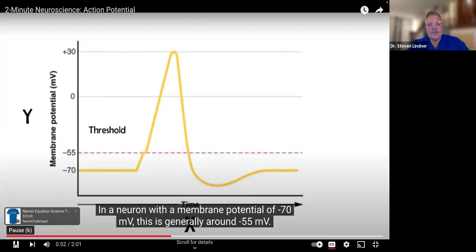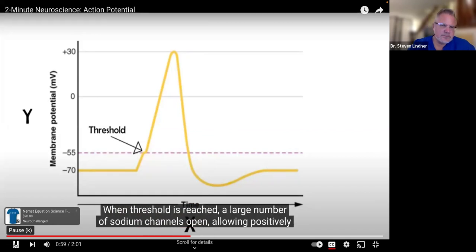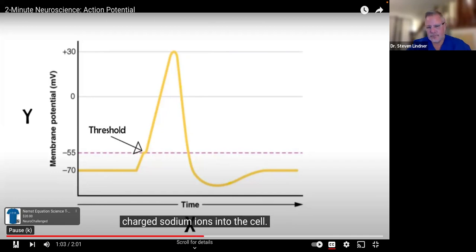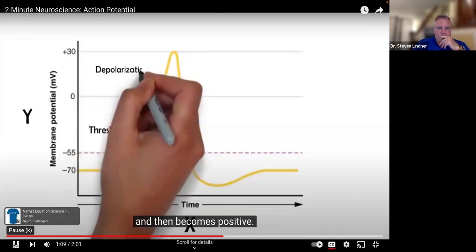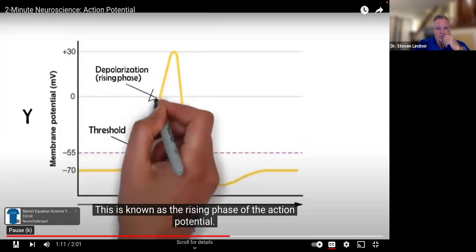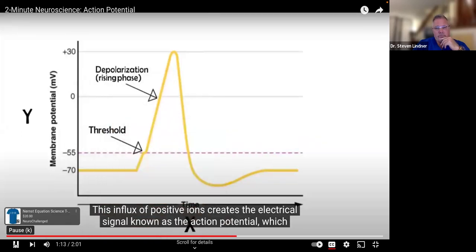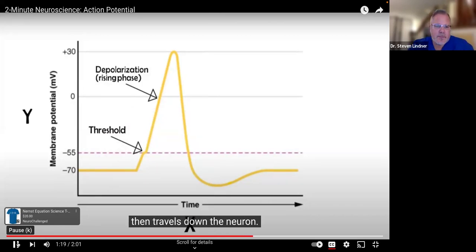Okay, so let's take a look. In a neuron with a membrane potential of negative 70 millivolts, threshold is generally around negative 55 millivolts. When threshold is reached, a large number of sodium channels open, allowing positively charged sodium ions into the cell. This causes massive depolarization of the neuron as the membrane potential reaches zero and then becomes positive. This is known as the rising phase of the action potential. The influx of positive ions creates the electrical signal known as the action potential, which then travels down the neuron.